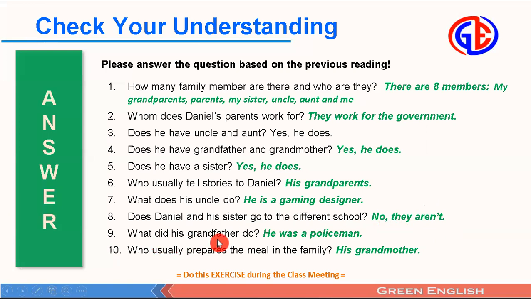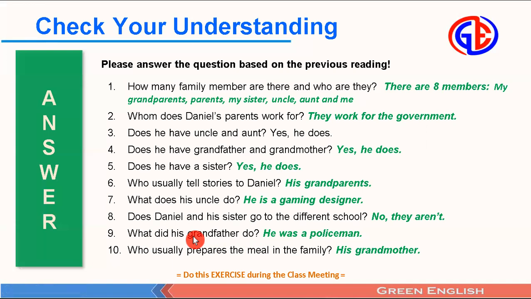Number 9. What does his grandfather do? What did his grandfather do? Oh, if you remember, I once said that when we are talking about "what did", ya, so itu tentang past, ya. Kalau "what did his grandfather do", itu berarti dulunya grandfathernya Daniel itu dia kerjanya sebagai apa.